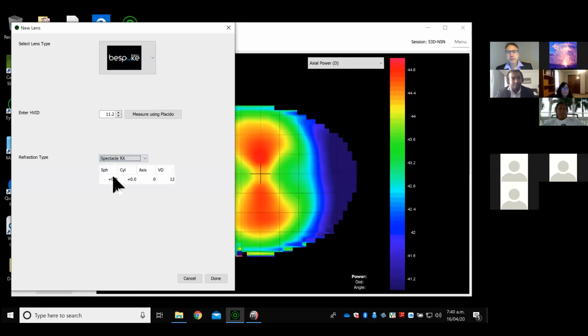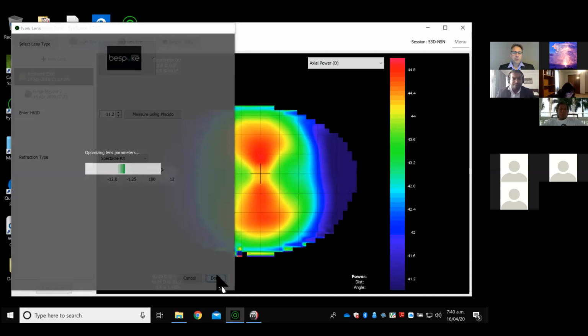Just a key point here when entering refraction, because we're dealing with normal GP lenses, is the vertex distance is now more important. So if you're dealing with high powers, let's say you're dealing with -12, it is important to manually measure the vertex distance, as this can have quite an impact on the final back vertex power of the lens. So in this case, Jagroot's adding -12, -125, 180, and he's going to leave the vertex distance at 12 millimeters. So the design process is the same. We click done, and hopefully his computer is sped up a little bit.